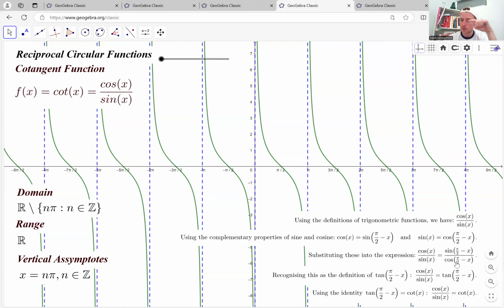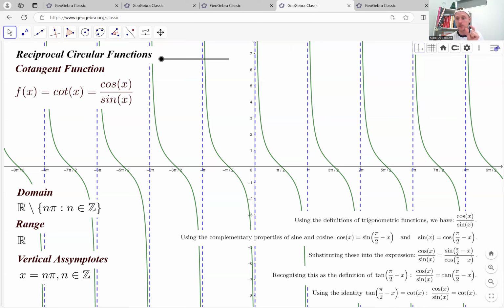Okay, and then what we need to do is just recognize that we've got sine over cos, numerator and denominator, and we've got the same thing in the brackets. So that must be the same thing as tan of pi on 2 minus x. And so what we can say is the cotangent of x, aka cos x on sine x, is equal to tan of pi on 2 minus x. And so, yeah, that is it.